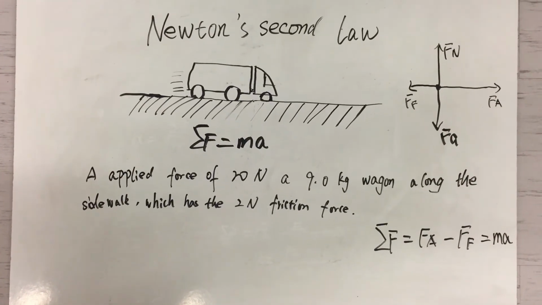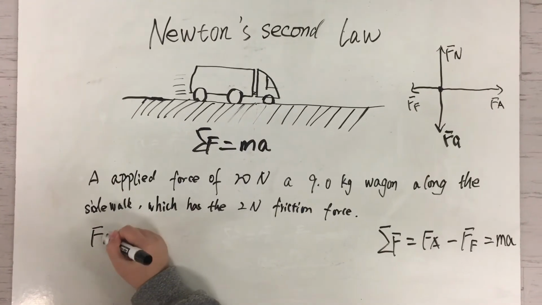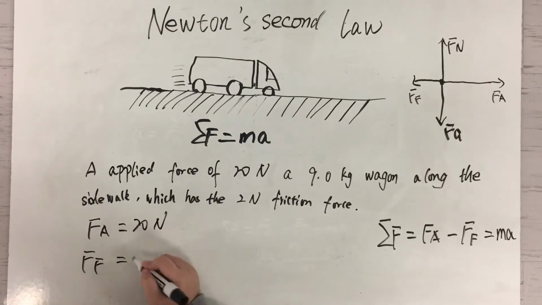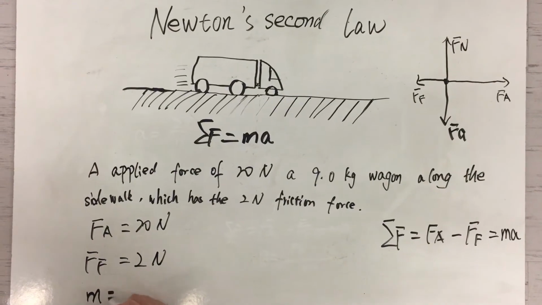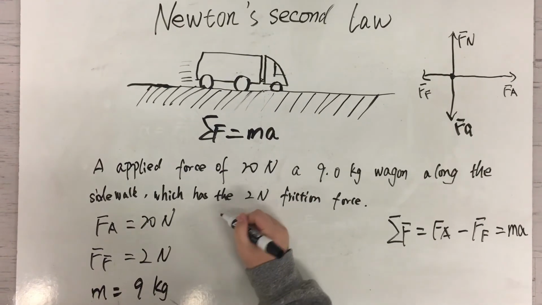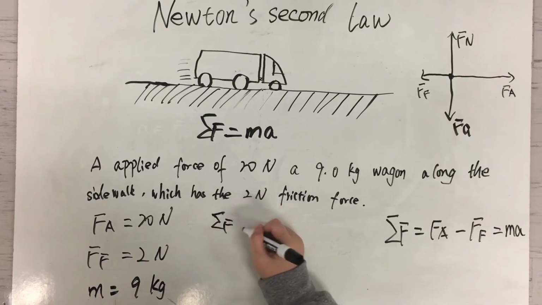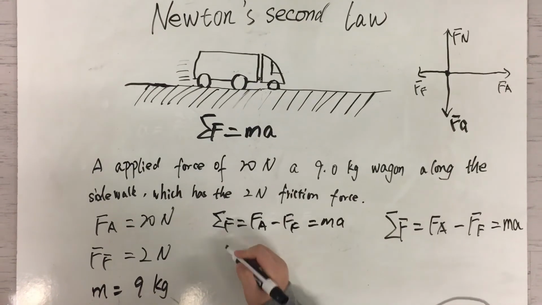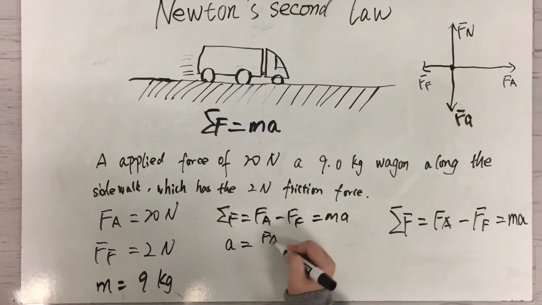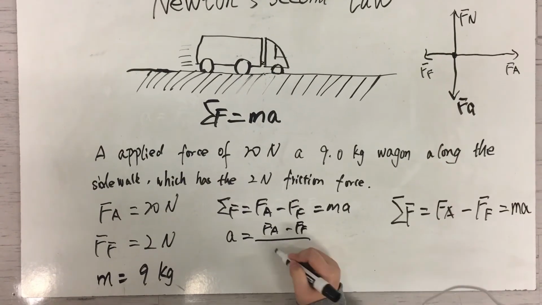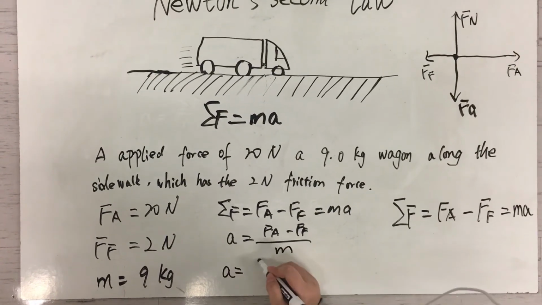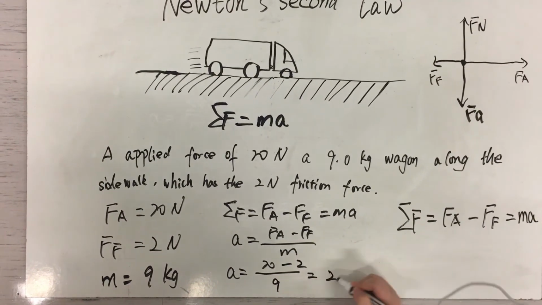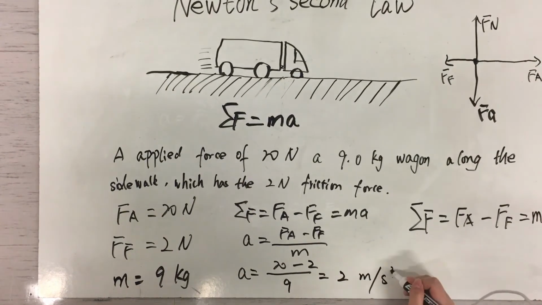To find the acceleration of the wagon: Fa equals 20 newtons, Ff equals 2 newtons, m equals 9 kg. Net force equals Fa minus Ff equals ma. So a equals Fa minus Ff divided by m. a equals 20 minus 2 divided by 9 equals 2 meters per second squared.